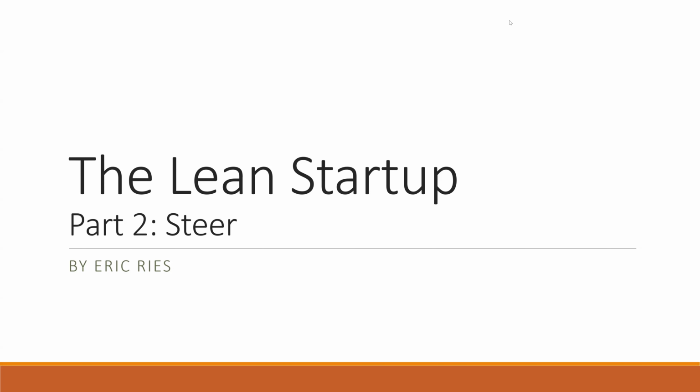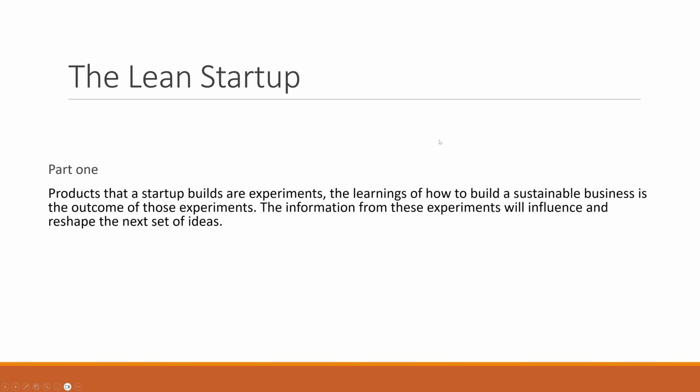So, lean startup, part two, steer. That's what we're going to be covering today. Just a quick recap. Part one of the lean startup was speaking about how the products that a startup builds are experiments. The learning of how to build and sustain a business is the outcome of those experiments. The information from those experiments will influence and reshape the next set of ideas.